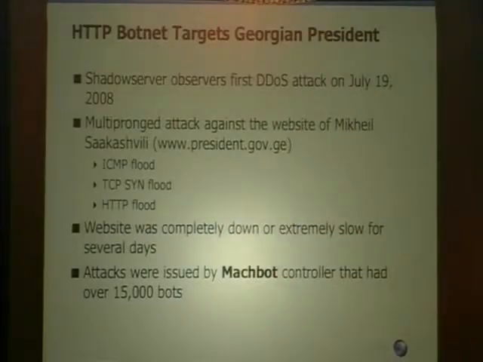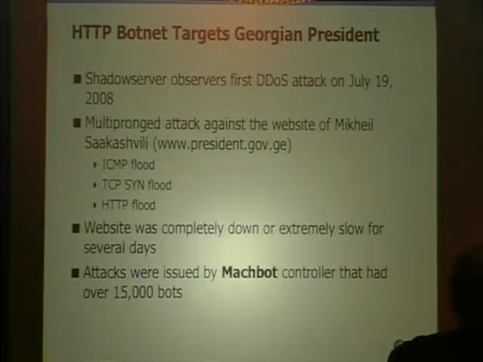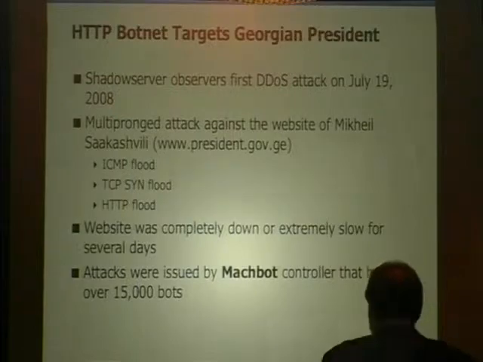The attacks were issued by a MockBot controller, which is yet another DDoS botnet. It's one that's written in Perl, and it's one that not a lot of information is out there about. We actually have a copy of it, but we haven't really looked into it too deep just for a lack of time. But we do know that this particular botnet had over 15,000 bots in it. So if 1,000 can often bring down a decently sized website, 15,000 is going to definitely pound it into submission, which it did.